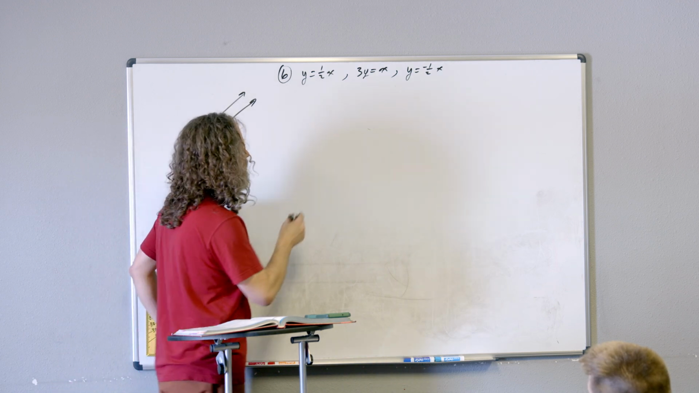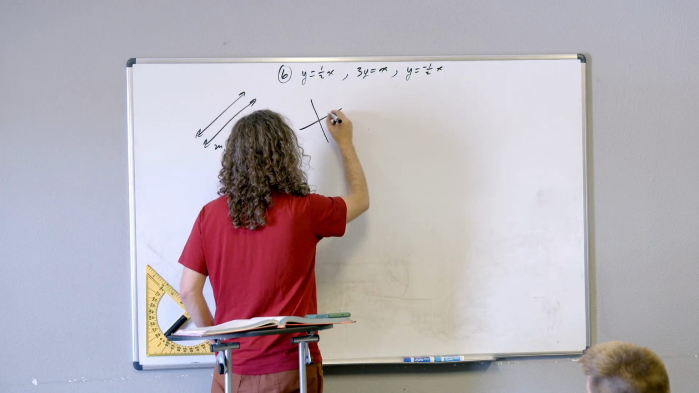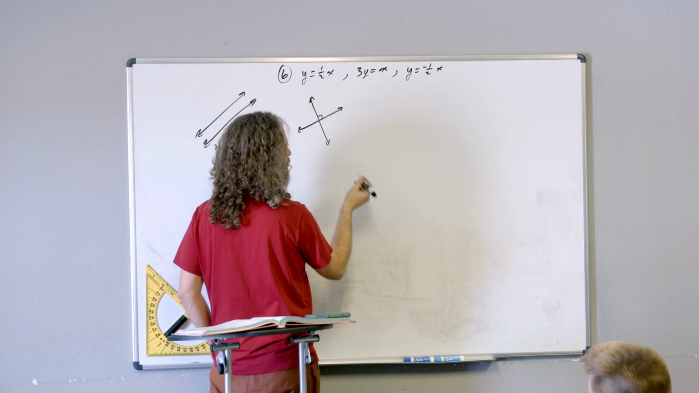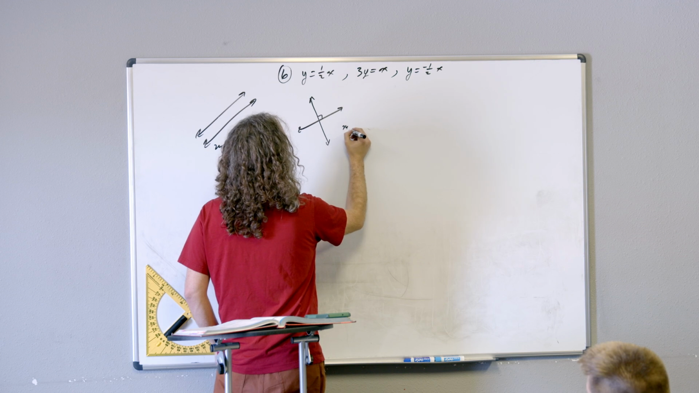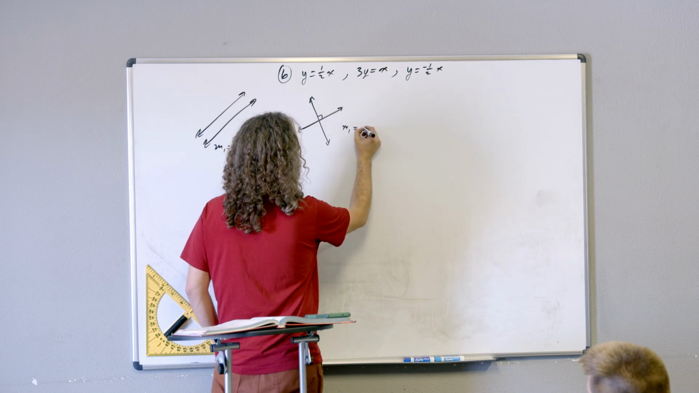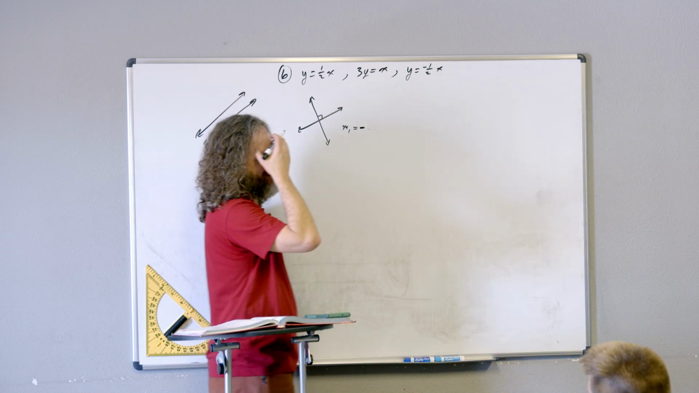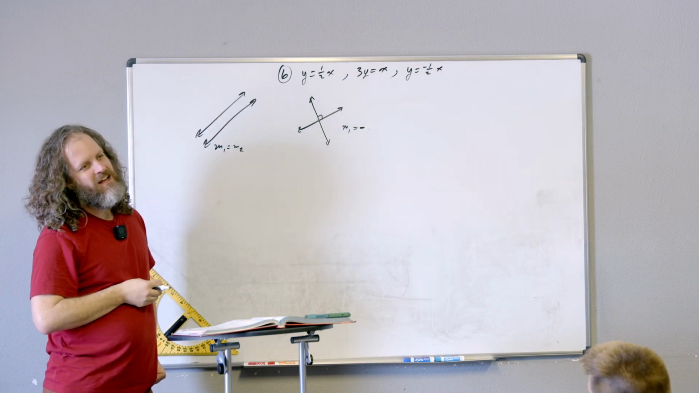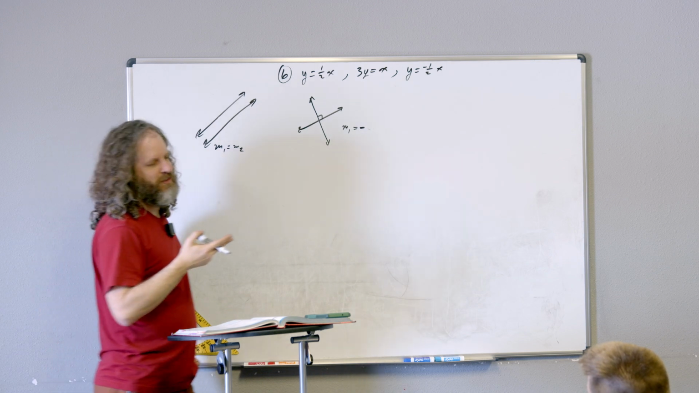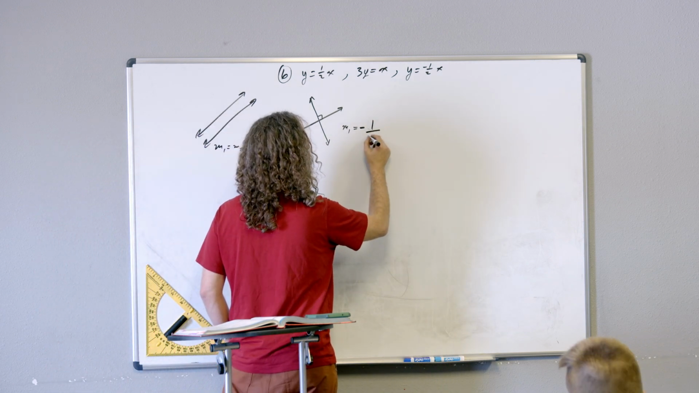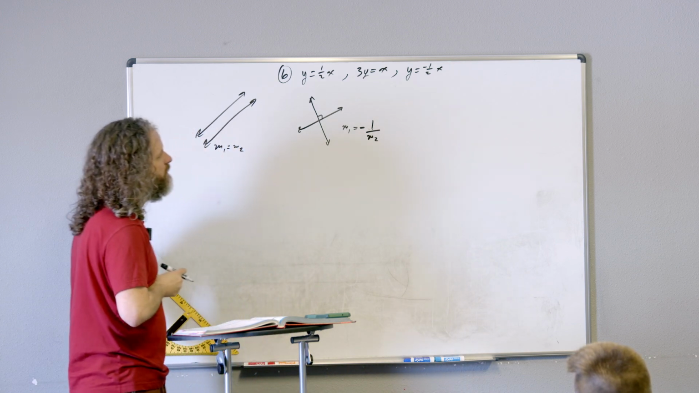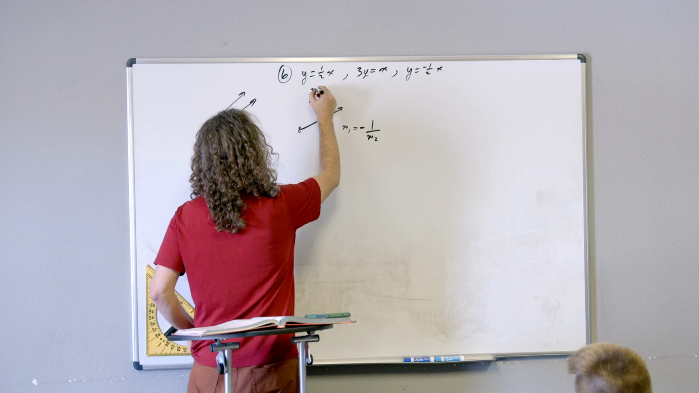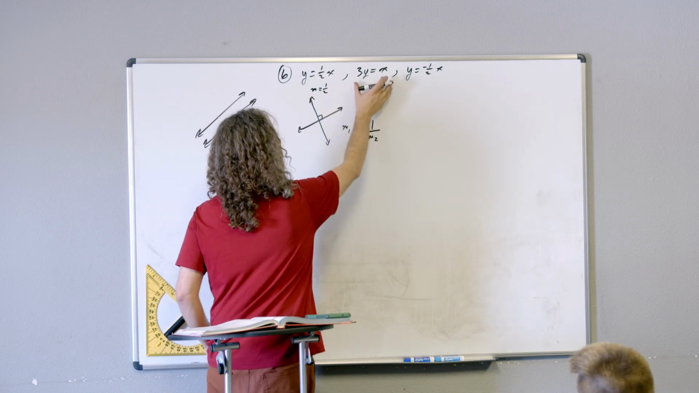What about perpendicular lines? Lines that cross at a 90-degree angle. One of them is negative, one of them is positive, which is opposite. That's not quite enough. They have opposite reciprocal slopes. So m1 equals negative 1 over m2. Good. What's the slope of this line? 1/2. We don't know the slope of this one yet.